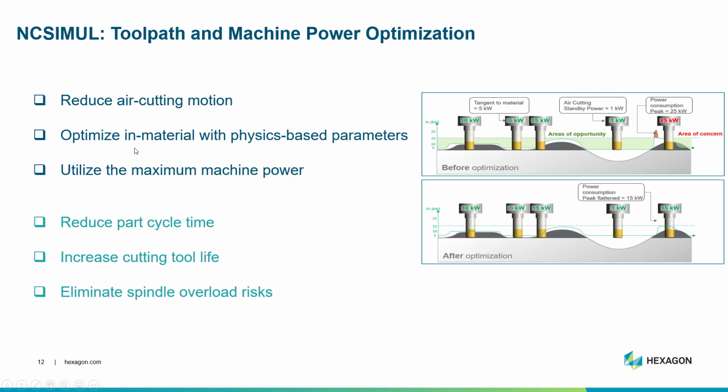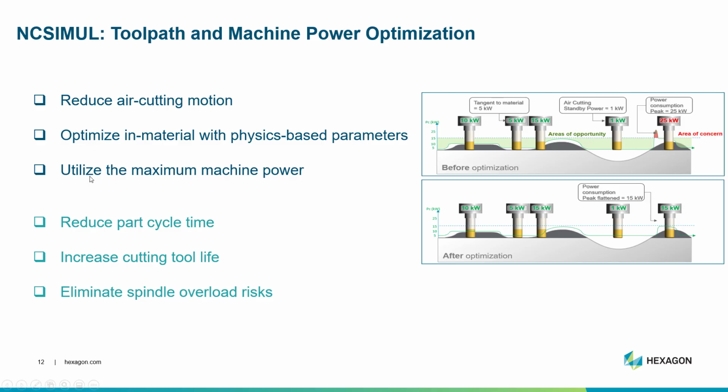The second one I'll show you is the in-material optimization with physics-based parameters, which means either a chip thickness or a chip flow, depending on if you have a hard or soft material. And you can see in the pictures on the right-hand side here what it's doing. As it goes through less material, it'll speed up the feed rate. And as it hits more material, it'll slow it down or have a correction if it thinks that you're going to break the tool.